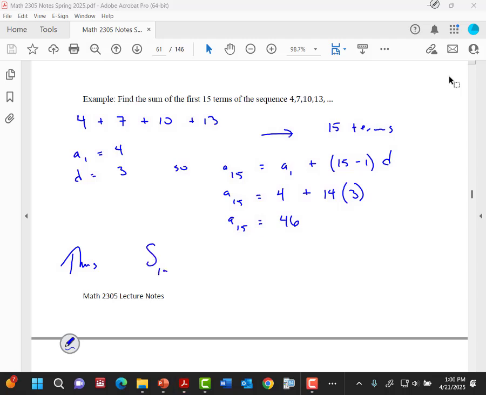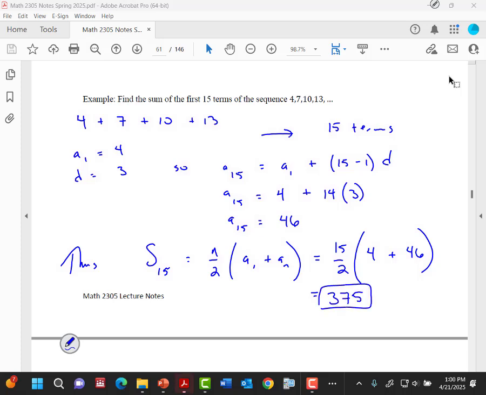Thus, S sub 15, that's n over 2 times A1 plus A sub n. So this is 15 over 2 times A1, that's 4, plus, in this case, A sub 15, that's 46. So S sub 15 would be 375. That would be the sum of the first 15 terms in this sequence right here.